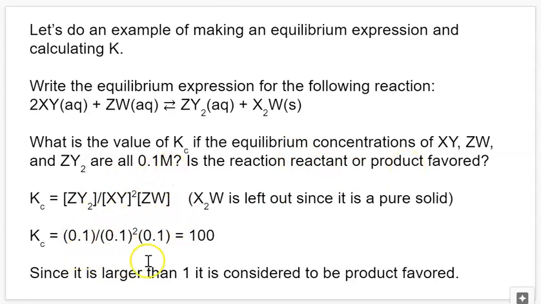So we plug in 0.1 molar for all of them. And then we calculate, and we get a Kc value of 100. So this is a fairly big equilibrium constant, so we can assume that this is going to be product favored. A good way to check this is if it's greater than 1 or less than 1, because that'll tell you which part of the ratio is being favored, either the products or the reactants.